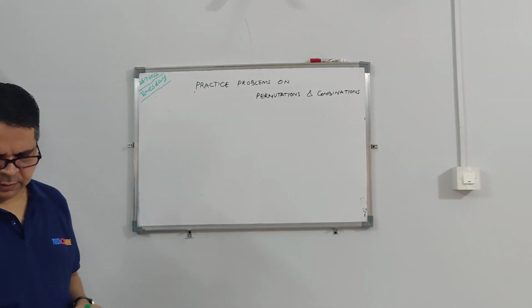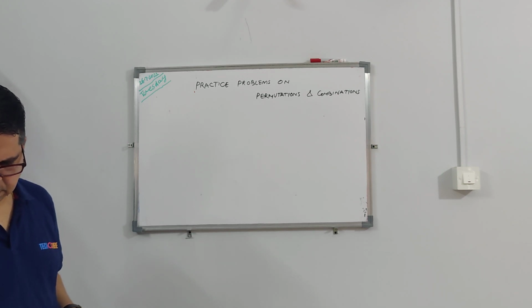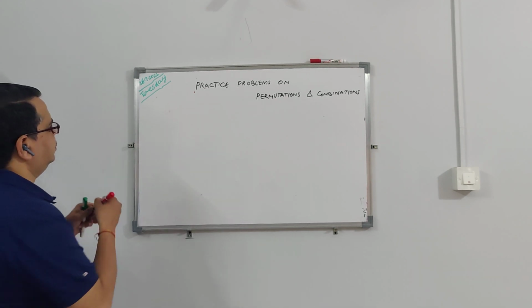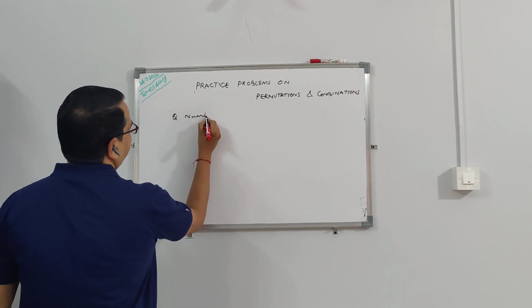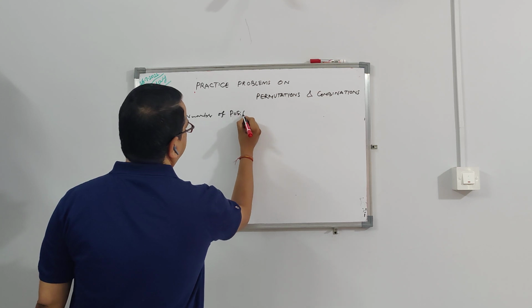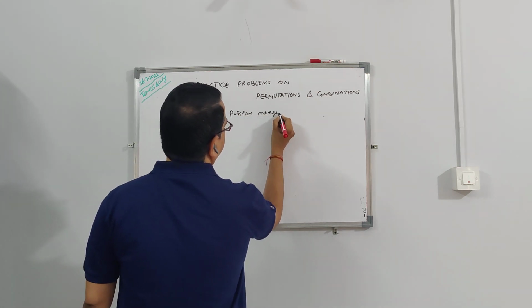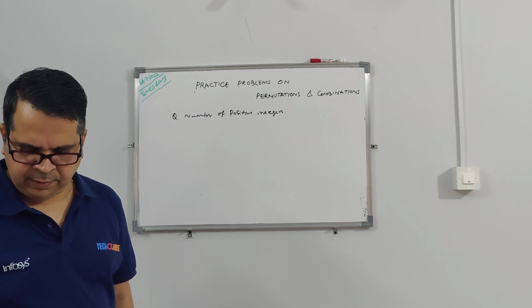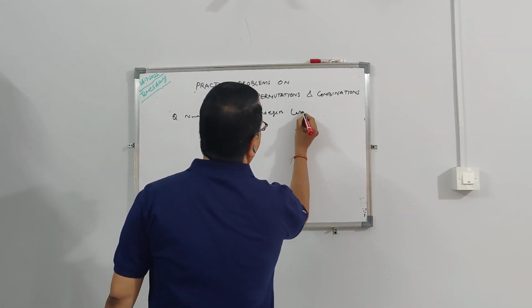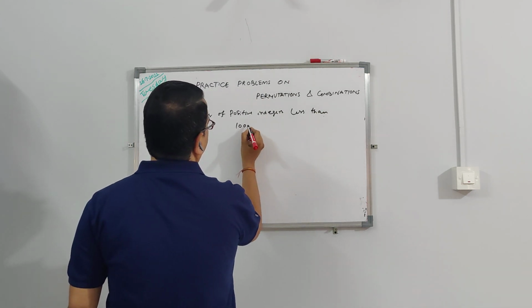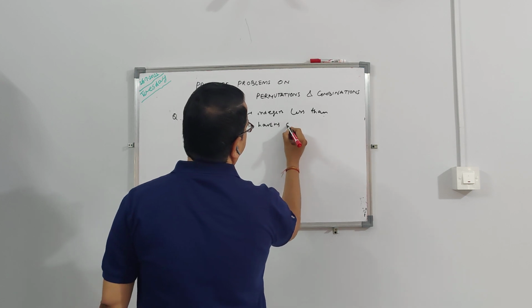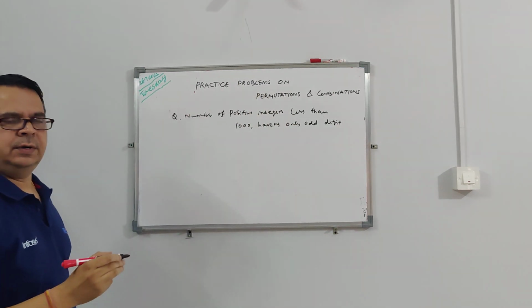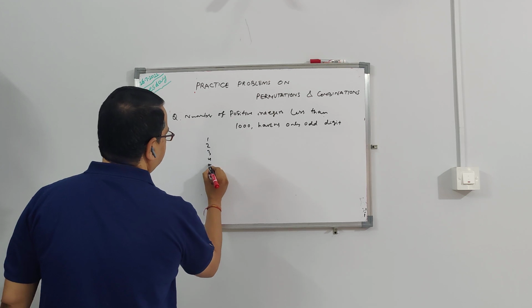So the question is, you have to find the number of positive integers less than 1000 having only odd digits.